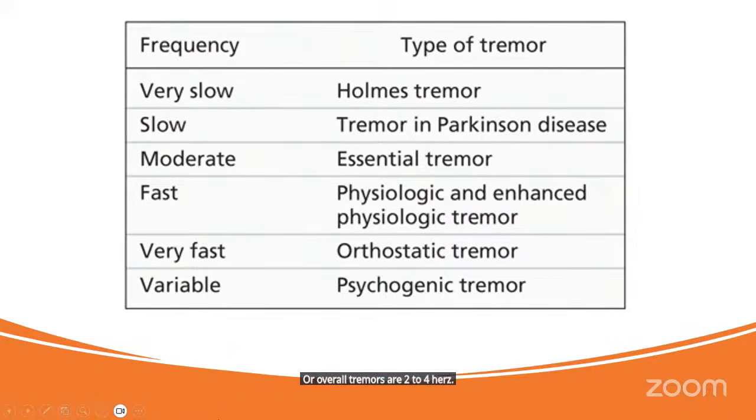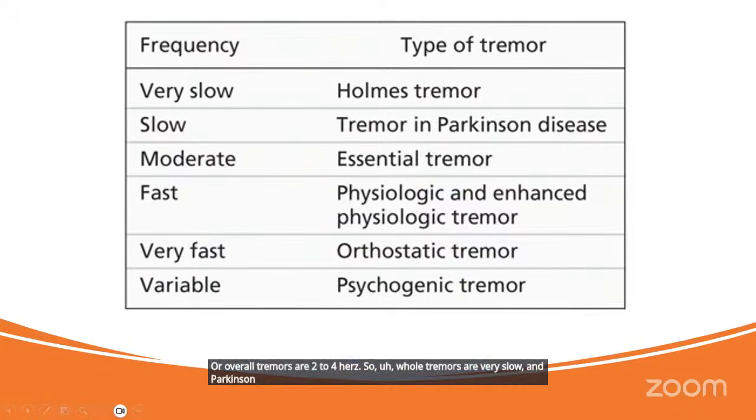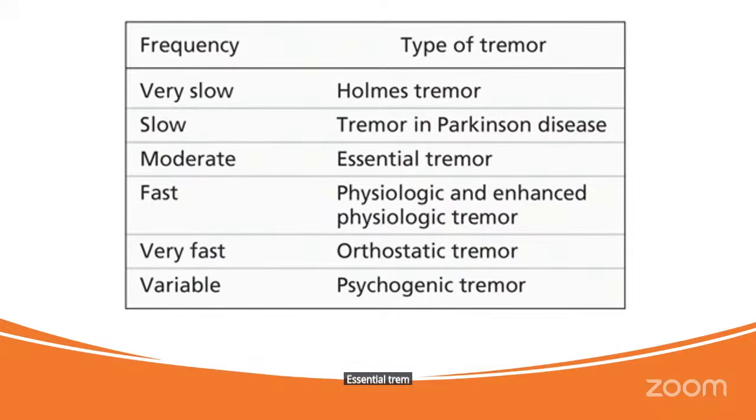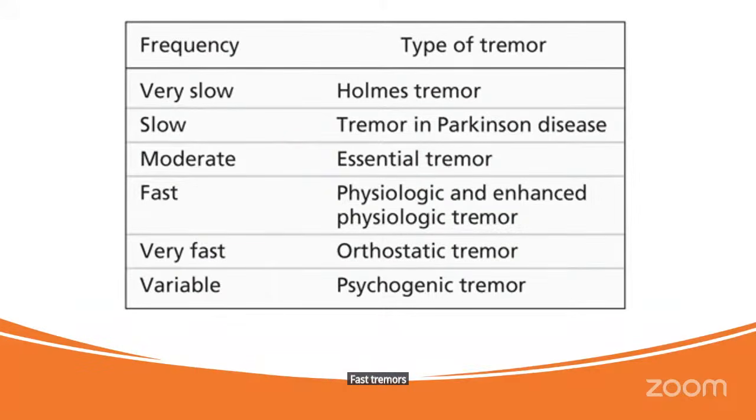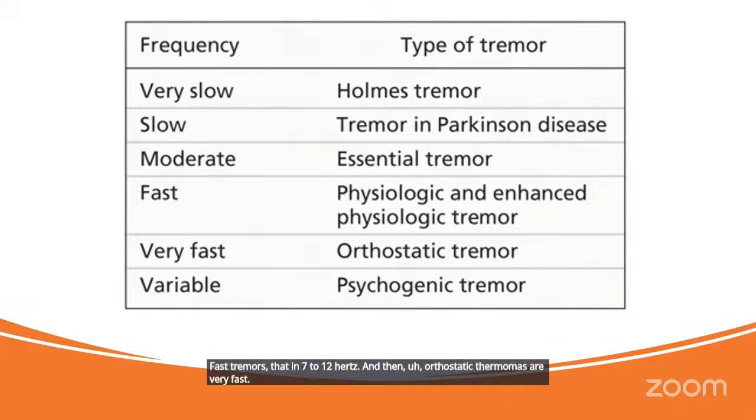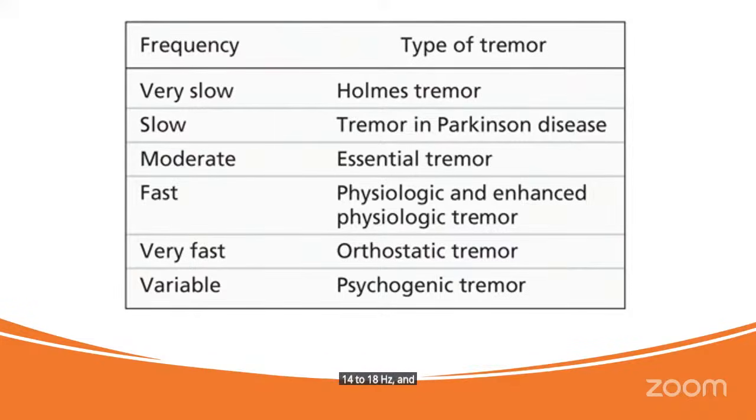So Holmes tremors are very slow, and Parkinson disease tremors are slow, that is 4 to 6 hertz. Essential tremors are 6 to 10 hertz, moderate, and then physiological and enhanced physiological tremors all fall into the category of fast tremors, 7 to 12 hertz, and then orthostatic tremors are very fast, 14 to 18 hertz, and then psychogenic tremors can be variable.